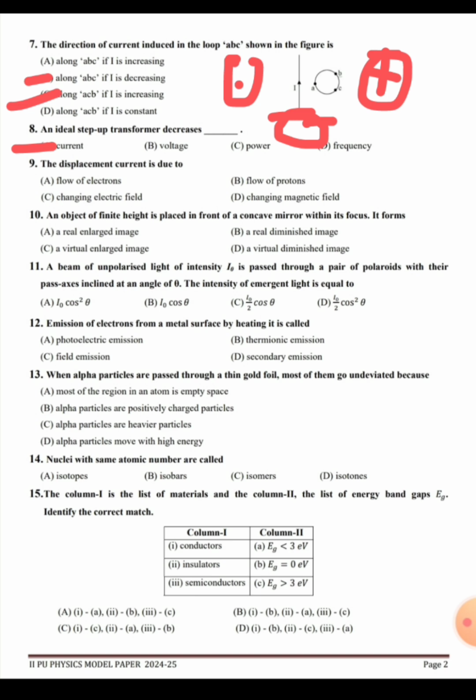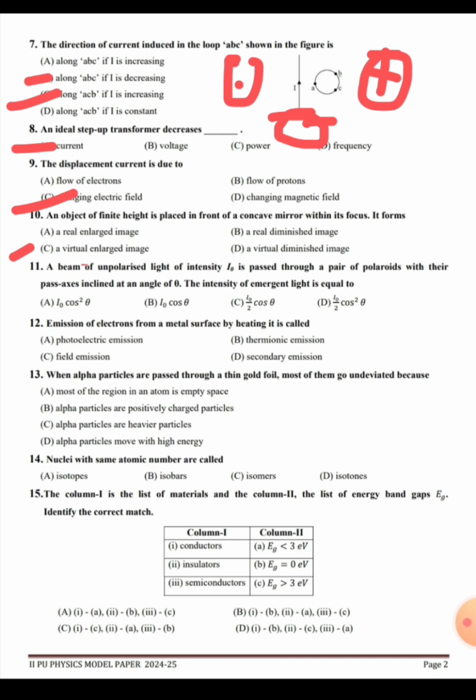The displacement current is due to changing electric field inside the capacitor. During charging, the electric field between the plates changes, so that produces displacement current. An object of finite height is placed in front of a concave mirror within its focus. It forms a virtual enlarged image. Option C.